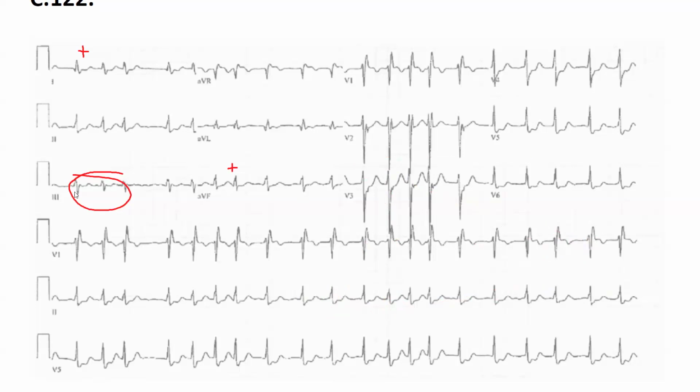Then I look at the P waves. There is no P wave. Good. No P waves, what does it mean? Atrial fibrillation. Very good. AFib.